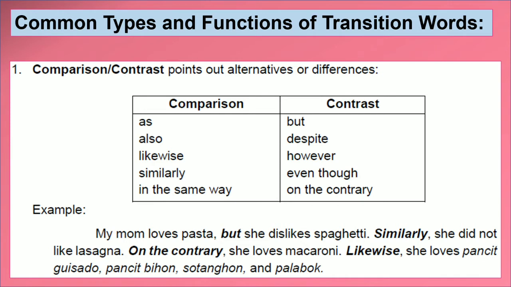Are common types and functions of transition words. So pag-uusapan na natin ngayon ang number 1 na type ng transition words. Ito ay ang comparison at contrast. So pag gumamit kayo ng comparison at contrast, it points out alternatives or differences. So ito yung mga words na ginagamit sa comparison. You are comparing: as, also, likewise, similarly, in the same way.